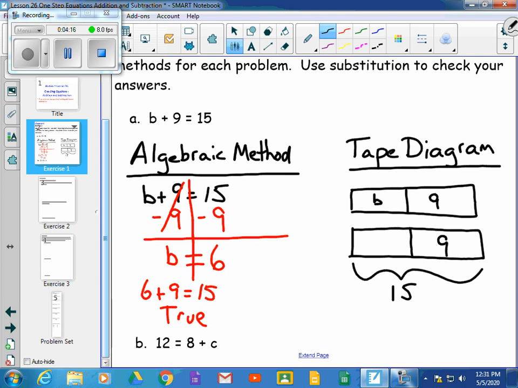Then we can think, what put together with 9 equals 15? Well, you can figure that out by doing the opposite. Subtract 15 minus 9, and you get 6. 6 plus 9 equals the 15. So there are two different methods there. This particular equation dealt with addition, and in the next example, we're going to show you how to do both of those methods with subtraction.